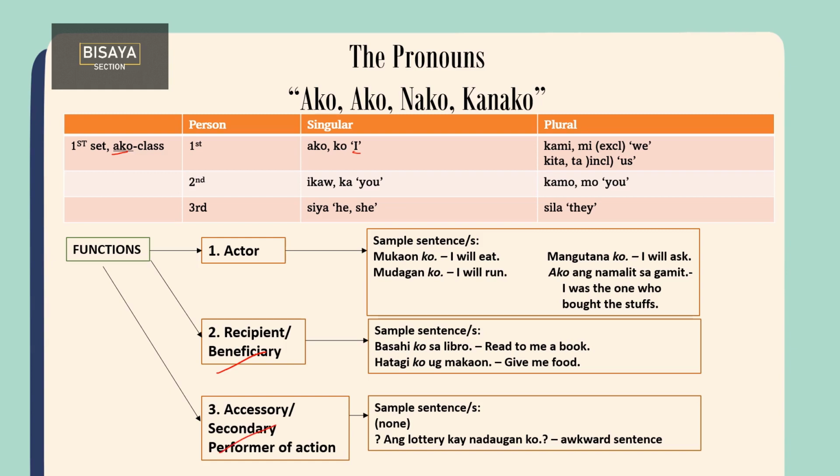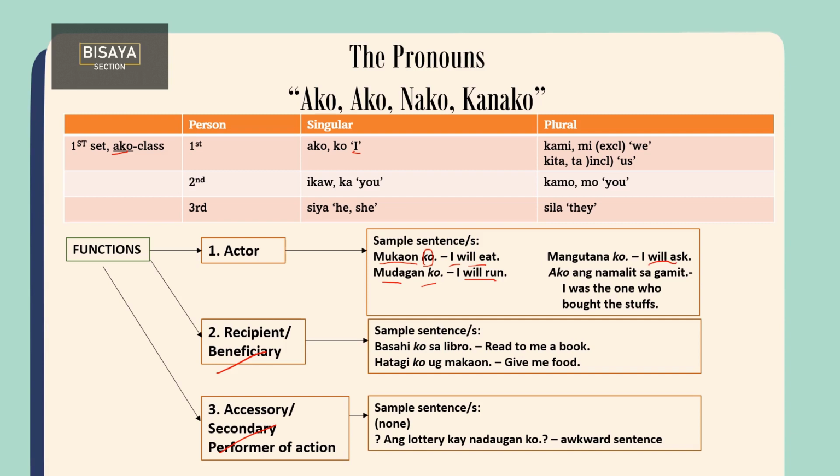I'll give you the sample sentence, which is mukaon ko. Here's a pronoun, and it means I will eat. Notice that ko here is the doer of the action, and it is the actor. Another one refers to I will run, and it's said as mudagan ko. Dagan is run, ko is I. So I will run.